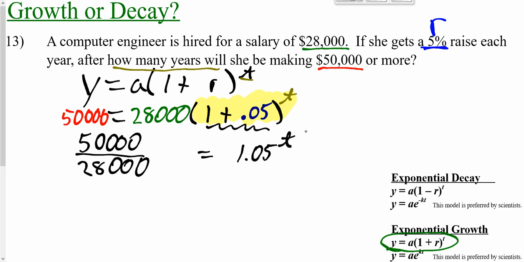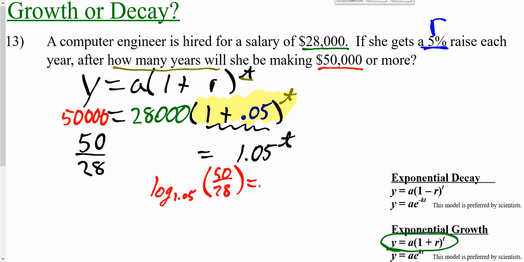Now, when you're looking at the left side, you could leave it like that, but I know that I can drop off some of these zeros that are the same top and bottom. And I get this. So now that I have my part with the exponent on one side by itself, I can use my definition of a logarithm. And so I'm going to go log of my base, 1.05, of that fraction is equal to t.